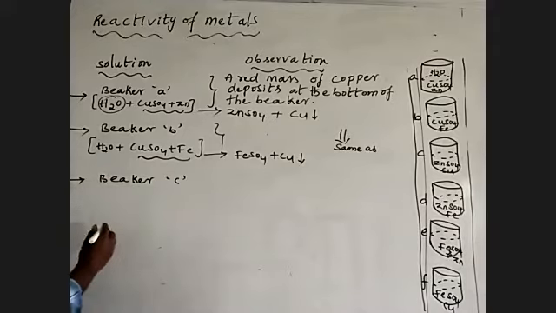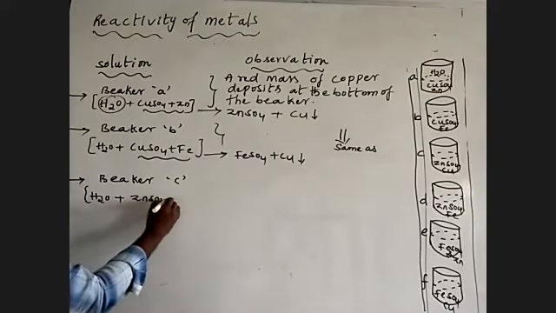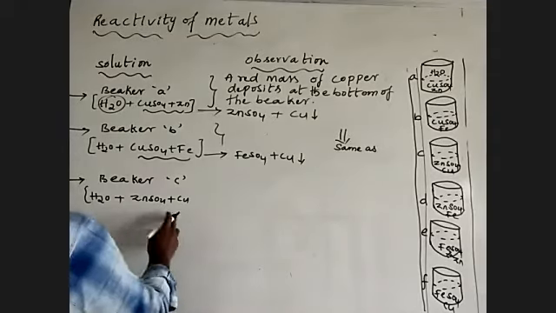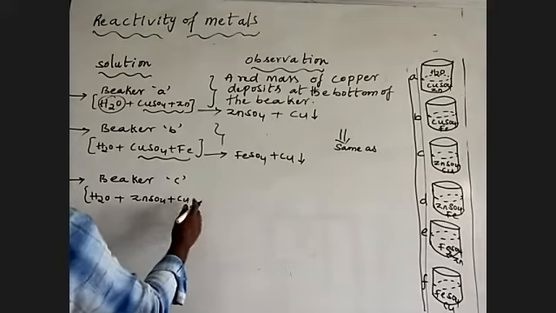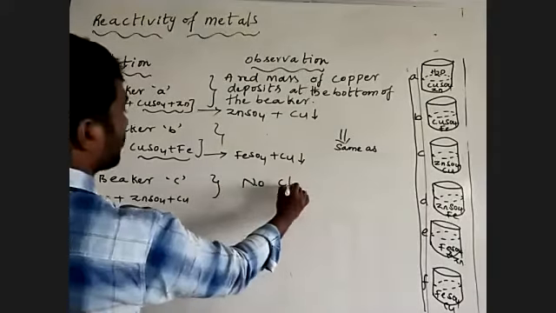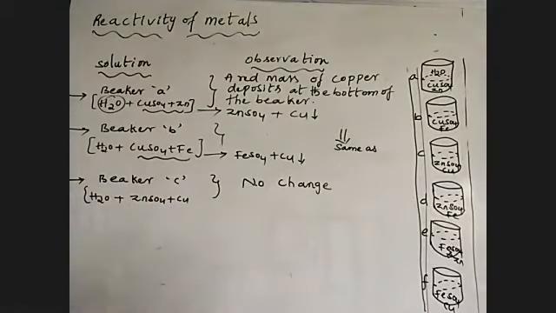What are we going by? Beaker C. Of course, here also water is there already, and next, what is that? Zinc sulfate plus copper. Observe carefully what we can see. Zinc sulfate and copper. From this, we can't get any change. Means we may observe no change.